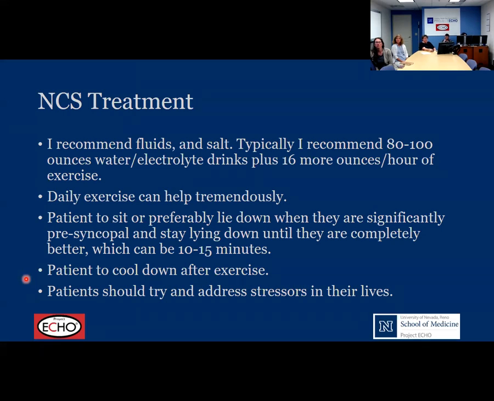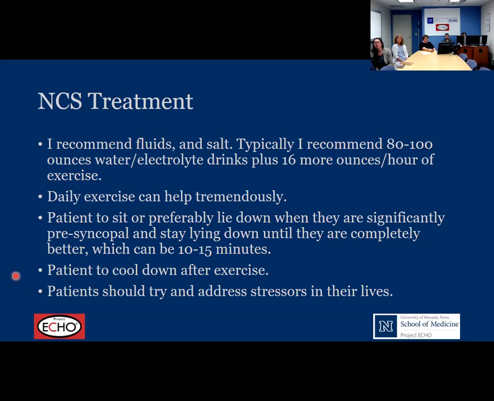If they feel like they're going to pass out, I ask them to lie down. Usually patients who pass out will look deathly pale, and as they are feeling better, their color will return. But it's really important to emphasize to families that they should stay lying down. I often have well-meaning family members or sometimes nurses in school who will get the patient up to try to get them to the nurse's office, and they'll pass out again.